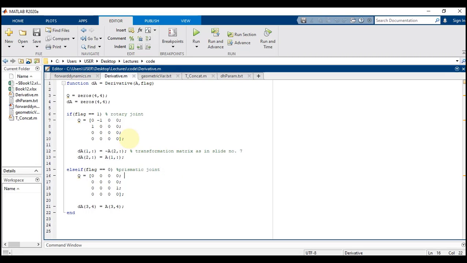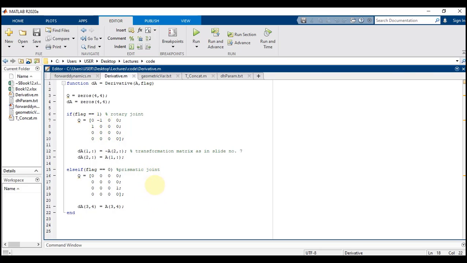As discussed earlier, if we want to find the derivative of a transformation matrix, we actually have to multiply by Q. And this is the matrix if it is a rotary joint. This is the matrix if it is a prismatic joint. This term actually means that the first row of dA is minus times the second row of A matrix, and the second row of dA is equal to the first row of A matrix. So that can be verified by seeing these matrices, rows and columns.